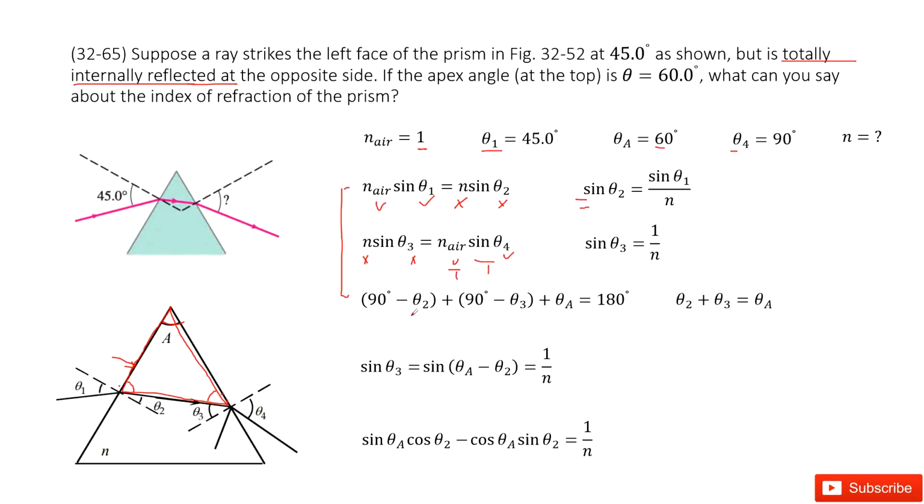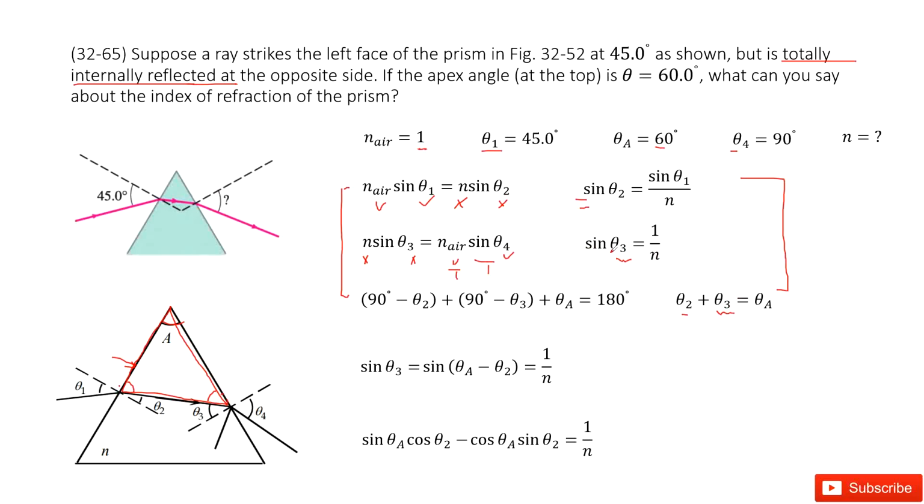Now we can simplify the third equation. You can see 90 degrees plus 90 degrees equals 180, so now we have theta 2 plus theta 3 equals theta A, right? So now we have these three equations simplified. How can we solve it? It looks really difficult. But for these three equations, the repeated quantity is theta 3. So it looks like we can just focus on theta 3, right?